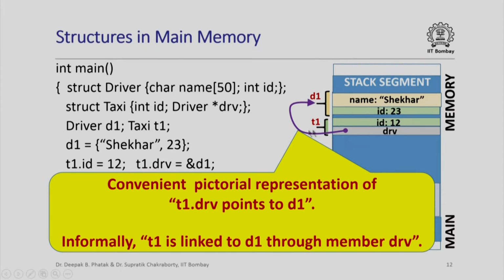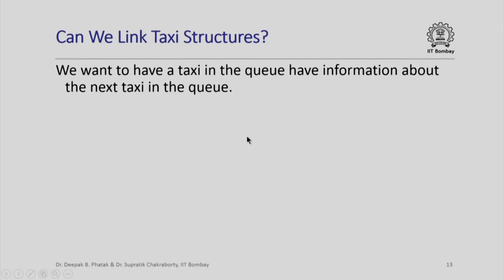Now that we have seen how two objects in main memory can be linked, one might ask: can we link the taxi structures that we have seen earlier? Basically, we want a taxi in the queue to also have information about the next taxi in the queue. So can we link these taxi structures?